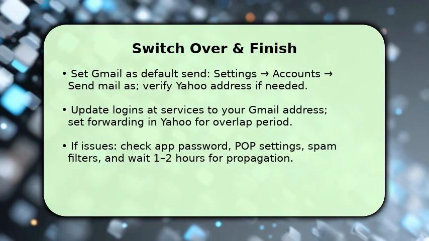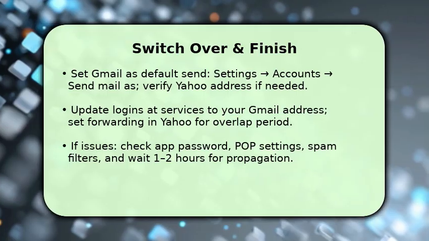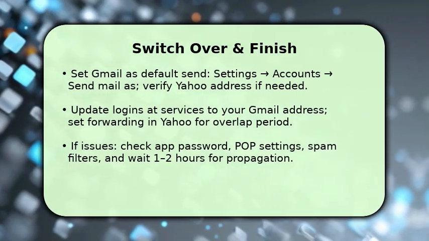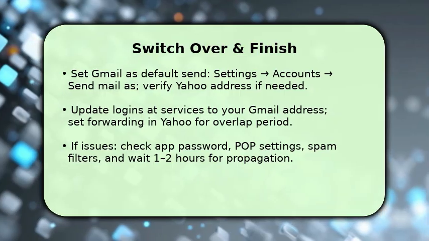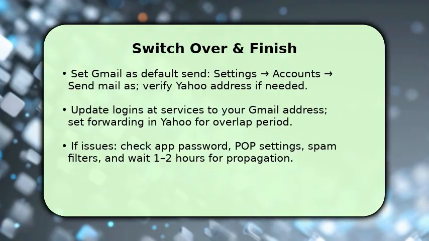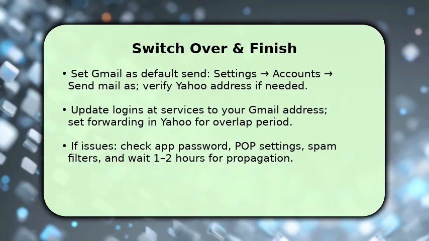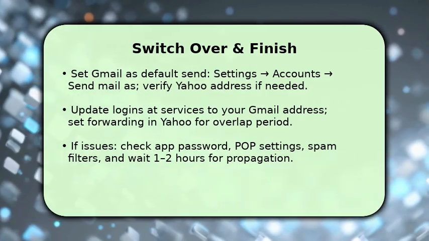You finish by making Gmail the primary sending and receiving hub. Set Send Mail as in Gmail settings and verify the Yahoo address so you can send from Gmail using your old address if required. Update account logins for subscriptions and banks to your Gmail address and keep Yahoo forwarding on for a few weeks. Once satisfied, optionally disable Yahoo or archive it.